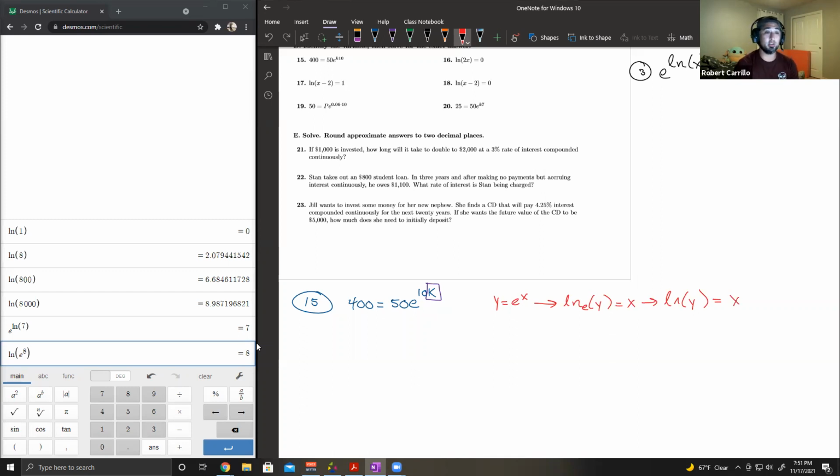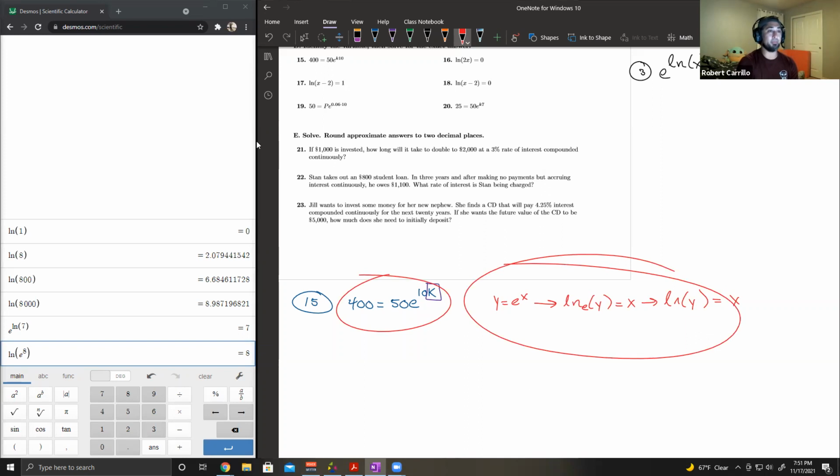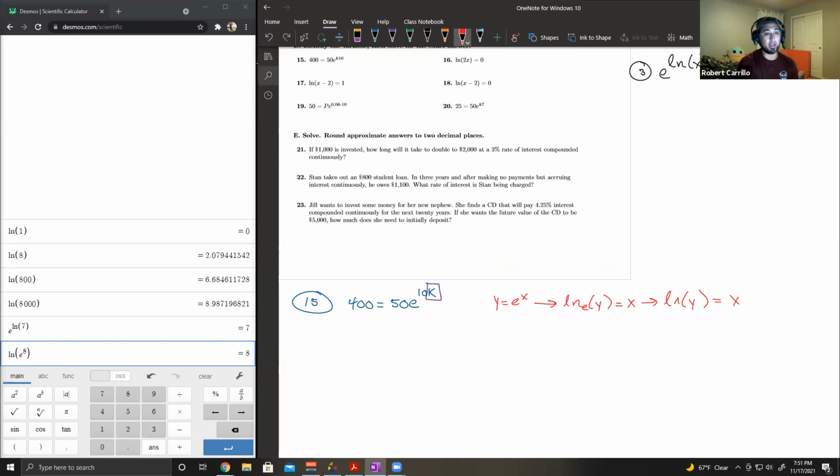So our goal is to convert this equation using this property. The first thing we're going to do on this equation is isolate e to the 10k. In order to isolate that, I'm going to divide by 50. So let's divide by 50 on both sides. And what is 400 divided by 50?